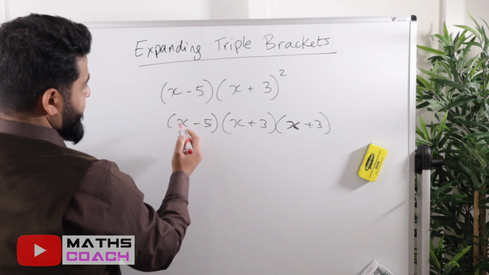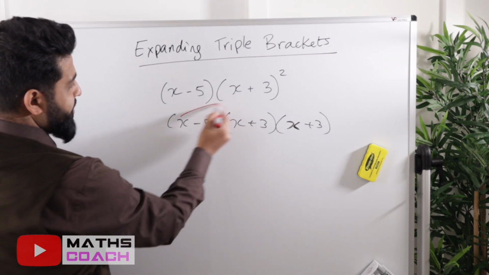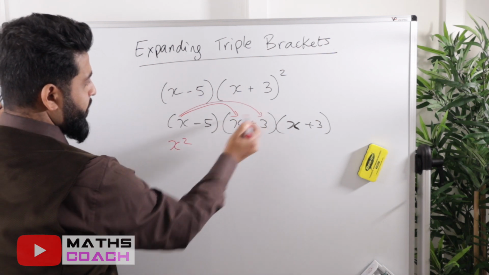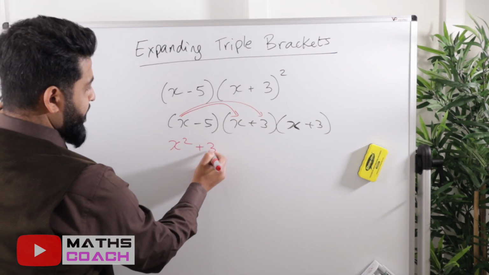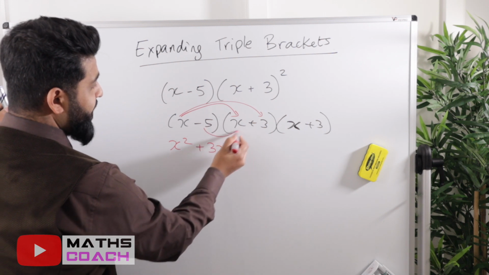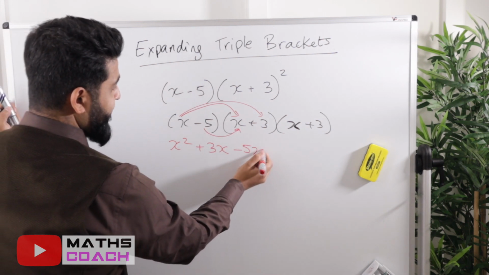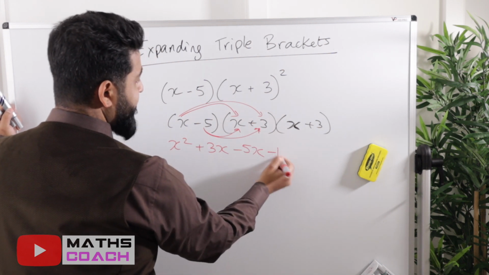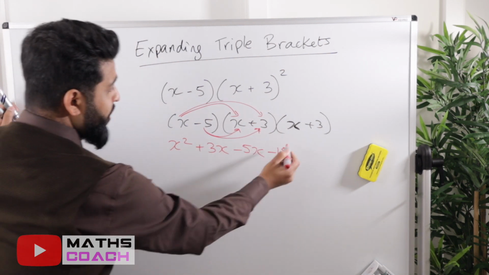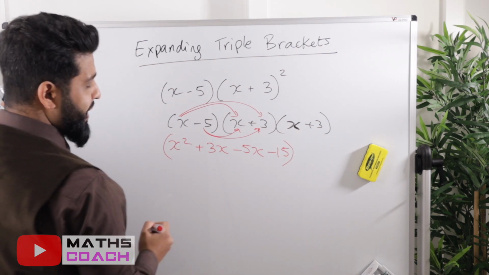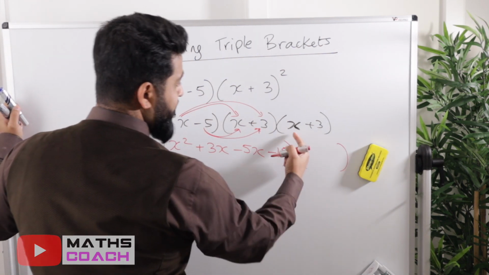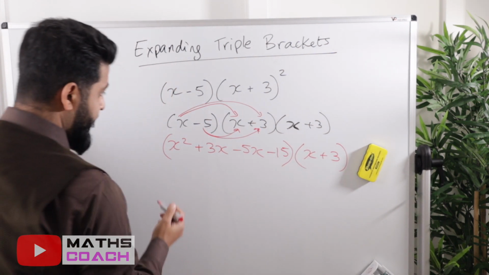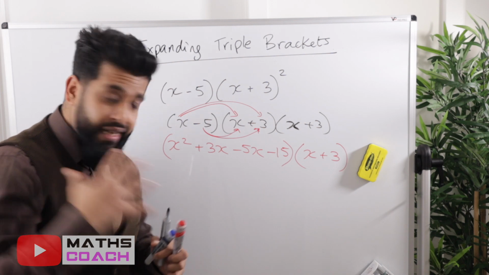Right, so let's see what we have. We are going to expand x with this x, so we get x squared, x with a plus 3 giving us plus 3x, minus 5 times the x gives us minus 5x, and then minus 5 times 3 gives us minus 15. Again, what you've just done, make sure you put it into a big bracket, because you will need to multiply it with this bracket which you ignored, and you're going to write this down now.